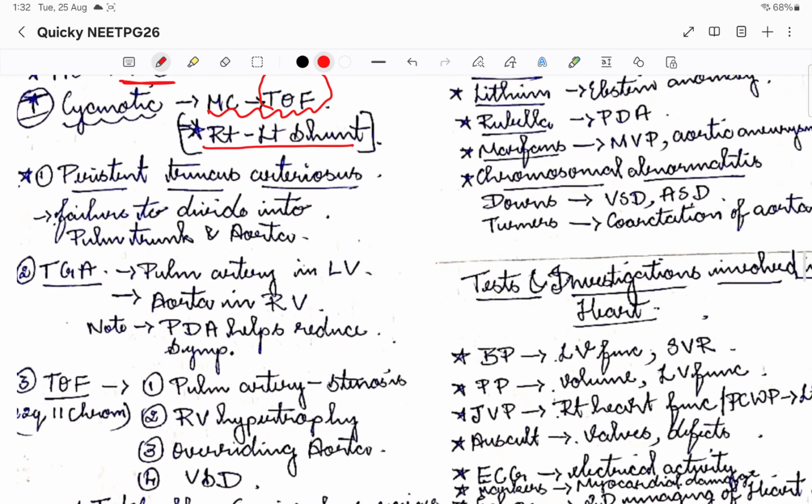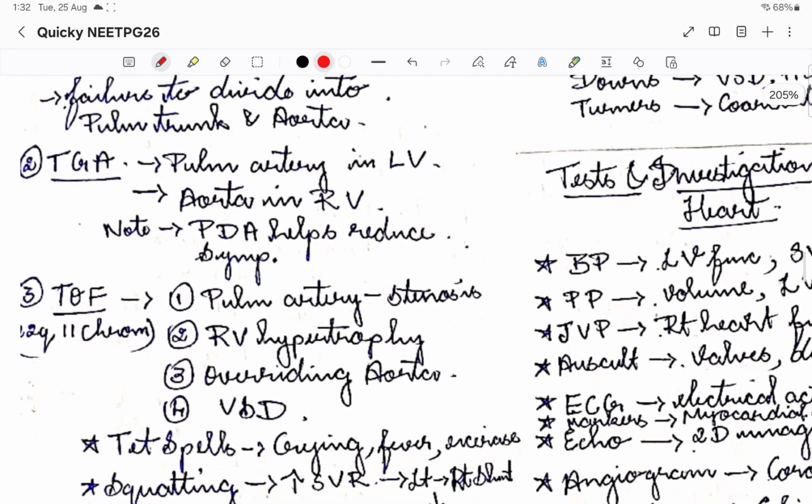Persistent truncus arteriosus: failure to divide the pulmonary trunk and aorta leads to cyanotic heart disease. Then coming to TGA, the transposition of great arteries, meaning the aorta will become the pulmonary artery, whereas the pulmonary artery will become the aorta. All the blood that is coming to the lungs will be oxygenated, and all the blood that is going from the heart to the body becomes deoxygenated because of the transposition.